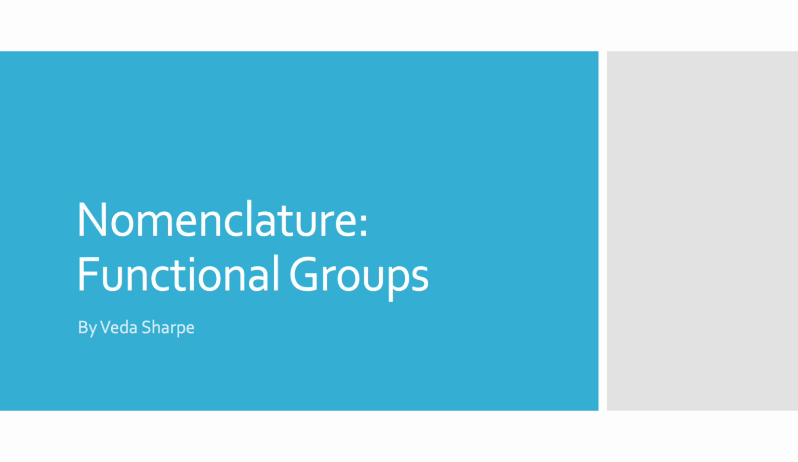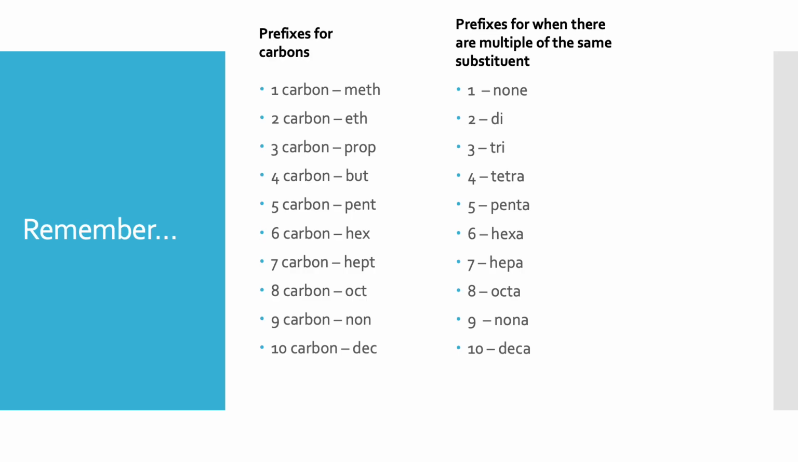Hi everybody, welcome to the tutorial on our second unit, Nomenclature. Today we're going to be talking about functional groups and go a bit beyond what we've learned in this course so far. Here's just a quick refresher of our prefixes for carbon chains and prefixes when there's multiple of the same substituent. There are some examples at the bottom.